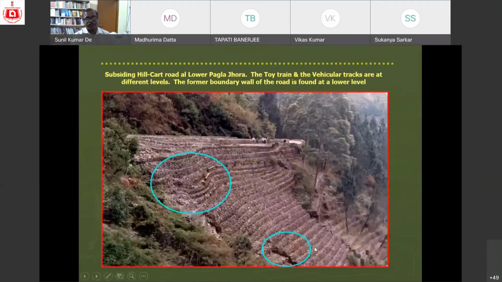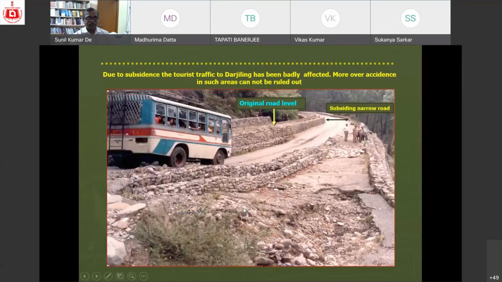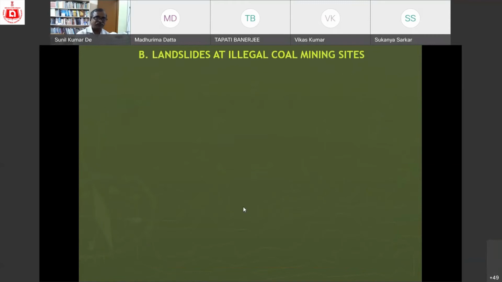And in this way, every year since 1968, this type of retention wall is constructed. And this was the road in earlier times. So in this way, every year they are constructing these retention walls and the road is being diverted. So this is one cause. This is the present road condition now.